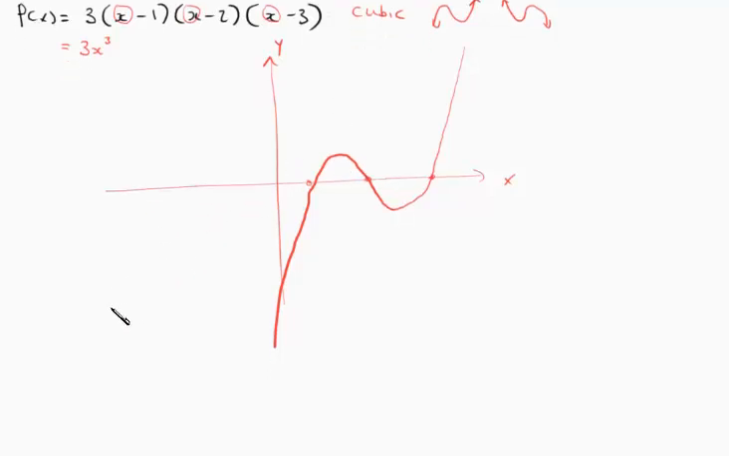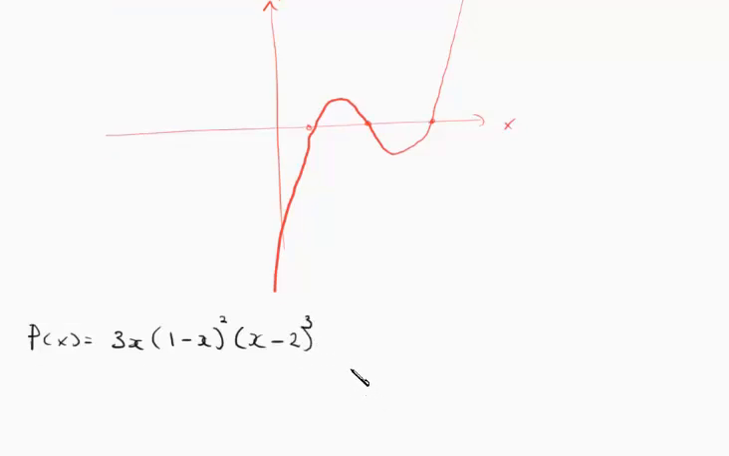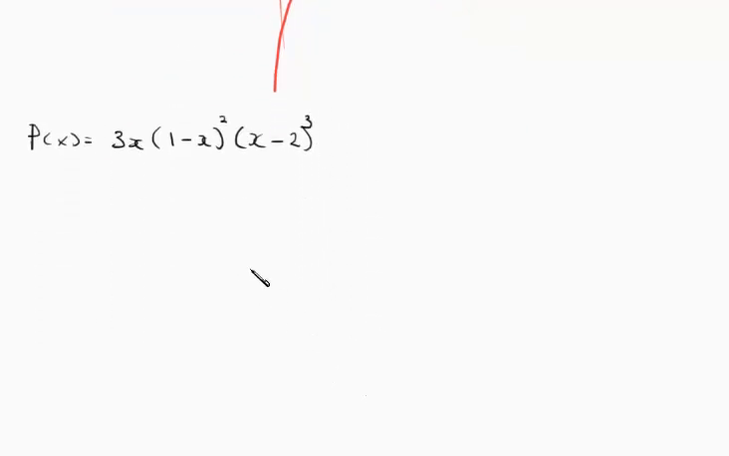We'll have a look at another one, which is a bit more difficult. So the polynomial is 3x(1 minus x) squared, times (x minus 2) to the power of 3. We're going to try this. Okay, so this is not difficult at all. Just have a look.